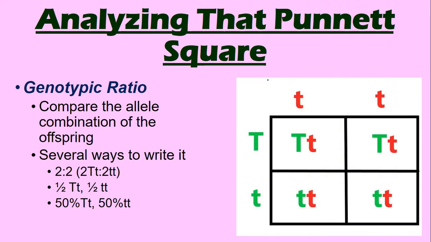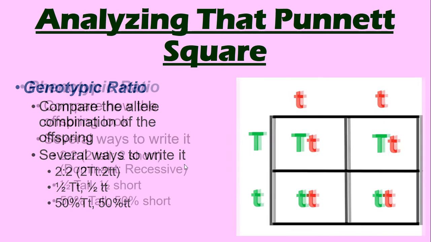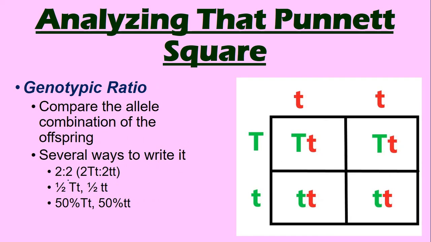So, analyzing Punnett squares. Once you do a Punnett square, you're going to have to analyze it, and we're going to use something called genotypic ratios and phenotypic ratios. This one's genotypic ratios, and how you do this is you would list out all the genotypes inside of the Punnett square and what ratio they have. You can write it multiple ways. You can write it a 2 to 2, half, half. I like to write percents.